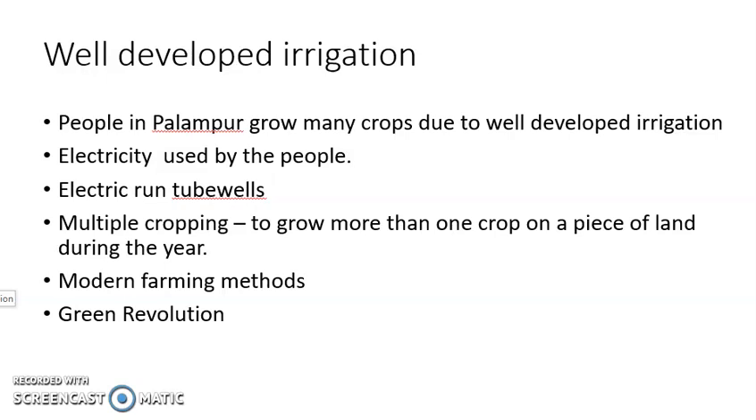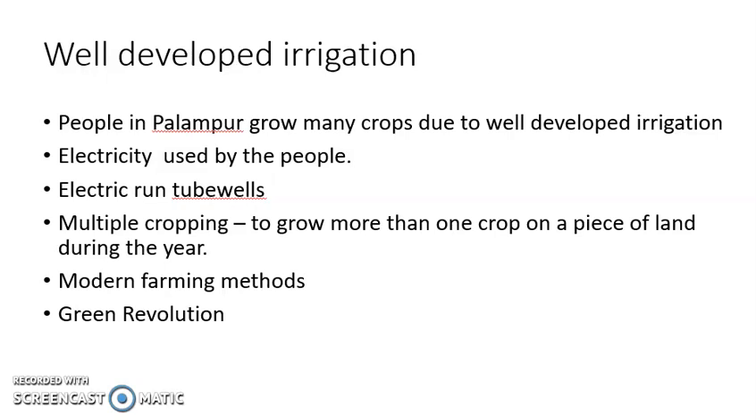Other than that, modern farming methods include many important features of the Green Revolution. As we know, the Green Revolution was successful in India, which increased the production of crops and food grains, mainly wheat and rice. So Palampur people also depend upon Green Revolution techniques for increasing production.